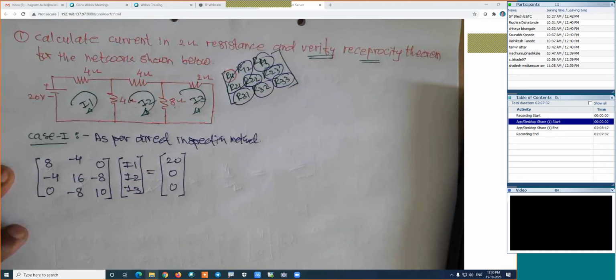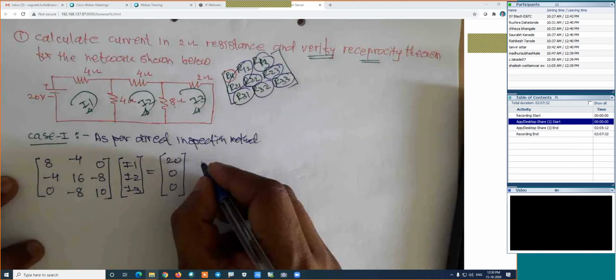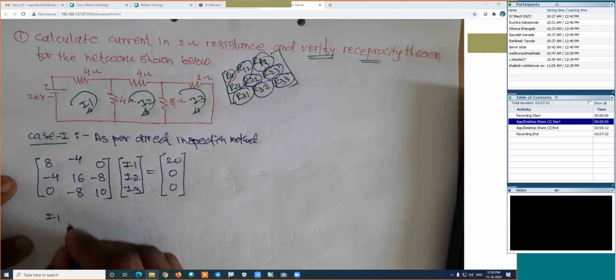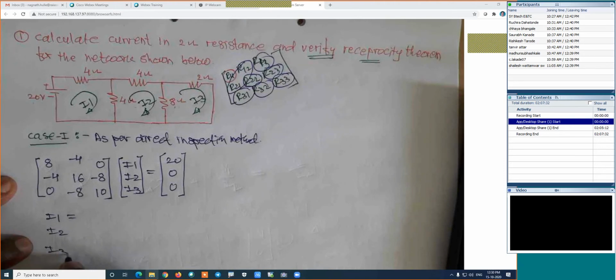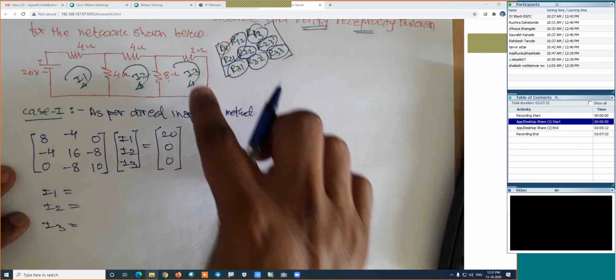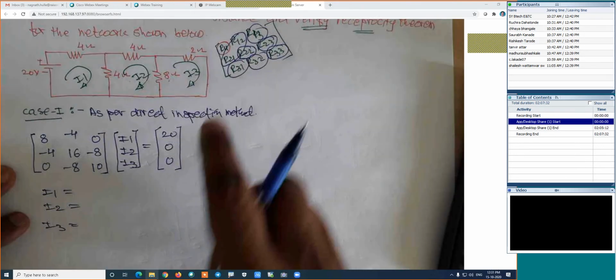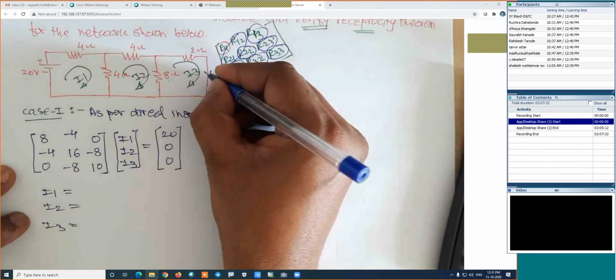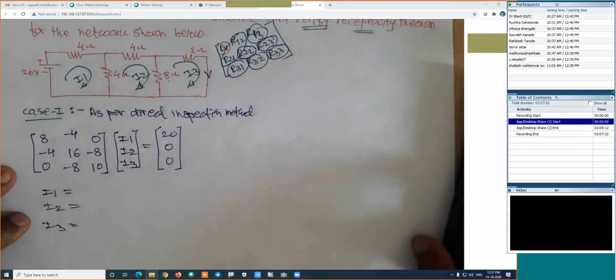Is it right? We are interested in only I3. But here, I will find out I1, I2 and I3, though we are interested only in I3, because we need the ratio of this voltage and this 2 ohm current. Now I will use the calculator here.